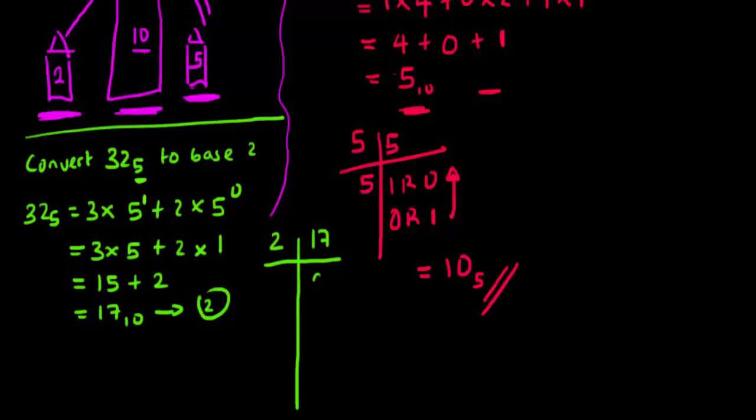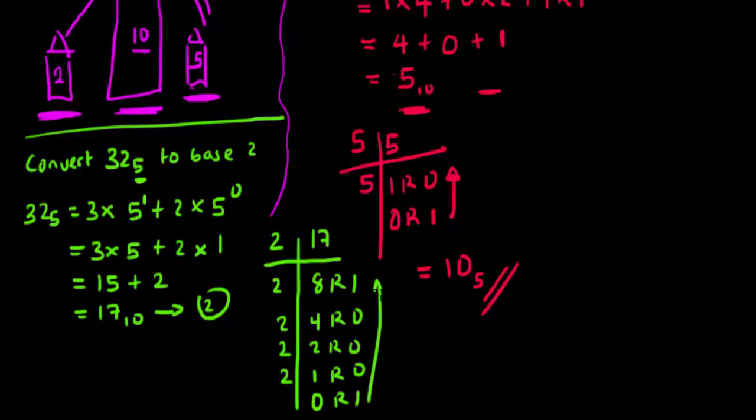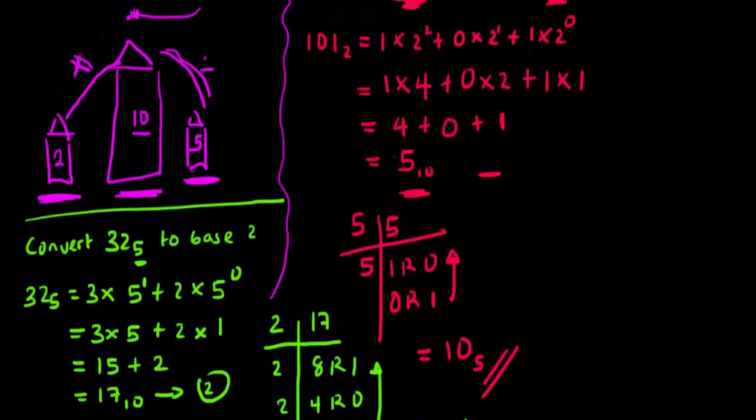2 in 17 is 8, remainder 1. 2 in 8 is 4, remainder 0. 2 in 4 is 2, remainder 0. 2 in 2 is 1, remainder 0. 2 in 1 is 0, remainder 1. Bottom up. So we have 1, 0, 0, 0, 1 in base 2. Alright, one more example before I give you a quiz.